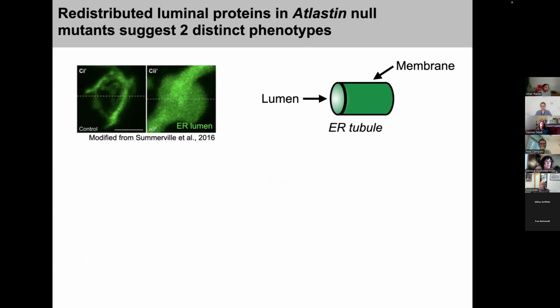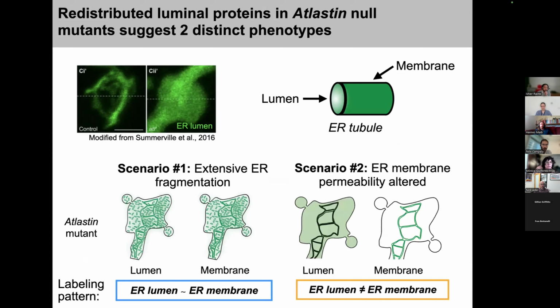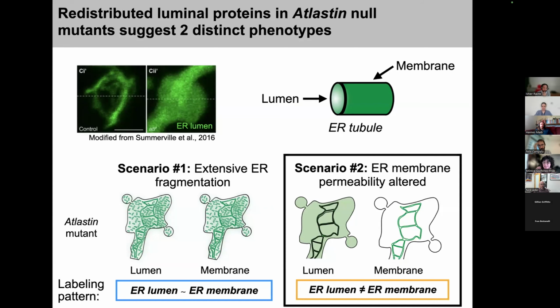And so if ER tubules are highly fragmented, as previously thought, we would expect that both the labeling patterns of the ER lumen and the ER membrane would look similar. But in contrast, if the ER membrane permeability was altered, we would actually see distinct phenotypes or distinct labeling patterns when expressing either a luminal marker or an ER membrane marker in these Atlastin mutants. And that's exactly what we saw. And so I'm going to take you through that data now.